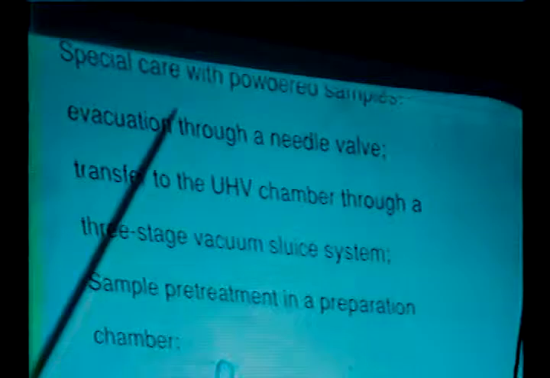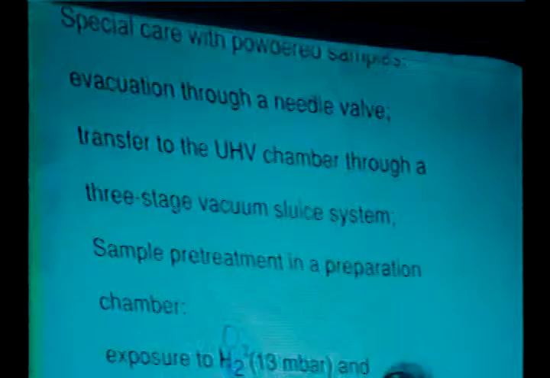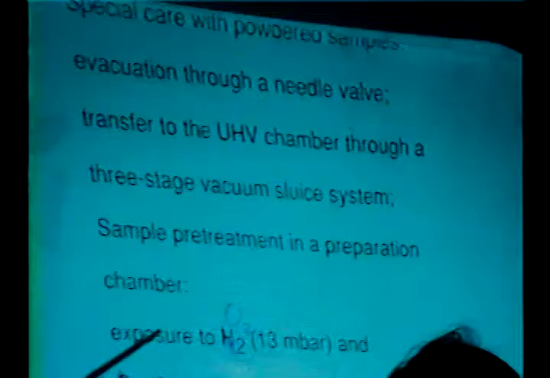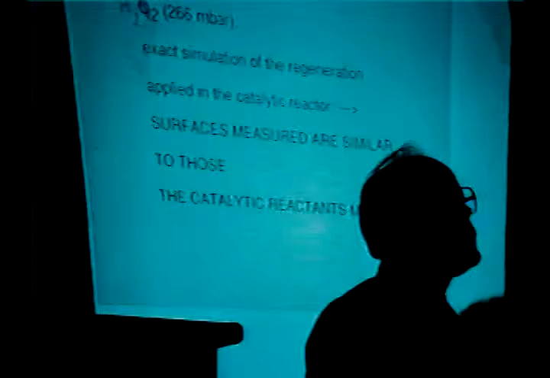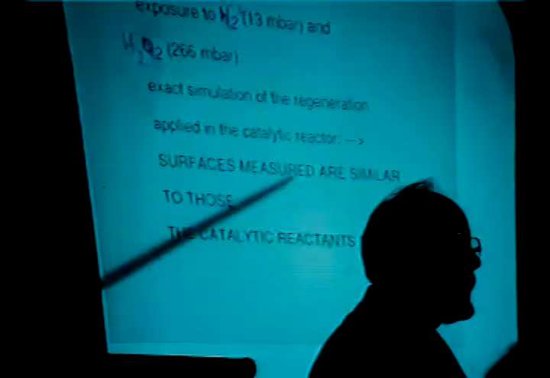And then, as the sample reached the UHV chamber, it had to pass three stages of a vacuum sluice, and in the second stage, in a so-called preparation chamber, it was possible to expose the sample to controlled atmospheres, oxygen and, after evacuation, hydrogen, which was an exact simulation of the regeneration process in the catalytic reactor. We think we could measure the surface composition, we claim exactly in the same state, but at least a similar state to that which the catalytic reactors need.